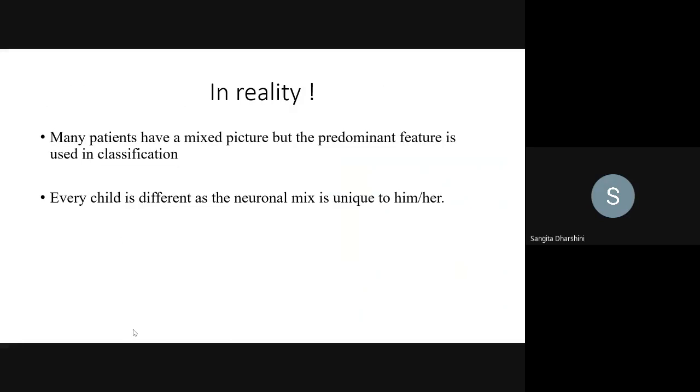In reality, most patients, as they say, don't read textbooks, and they also don't read guidelines. So they usually have a mixed picture, but of course we describe the predominant picture. And remember, every child is different, as the neuronal mix is unique to him or her. So just keep this in mind.